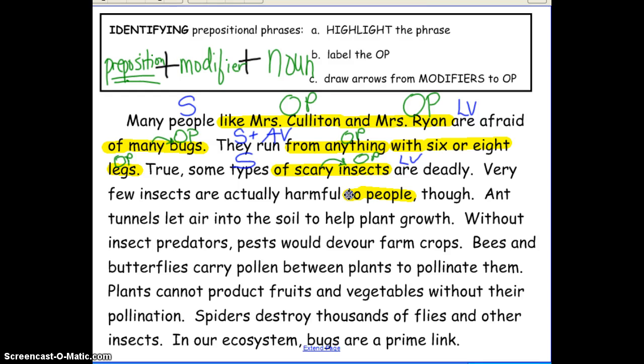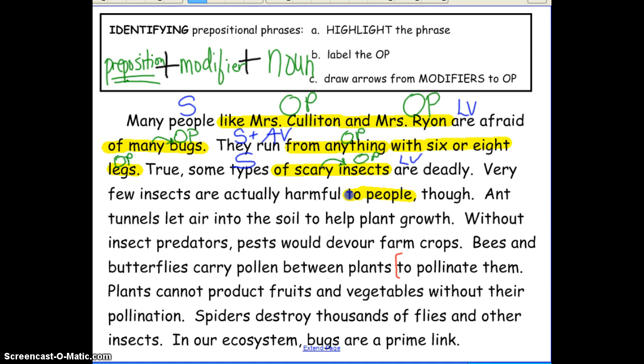Could anybody find me anywhere in this paragraph where you see an infinitive, where you see to, but it's followed by a verb and not a noun? Where do you see an infinitive? Cheyenne. Well, I just want you to tell me the infinitive. To pollinate. So here's how we're going to code them.